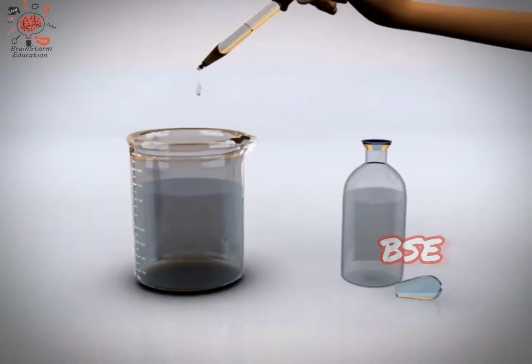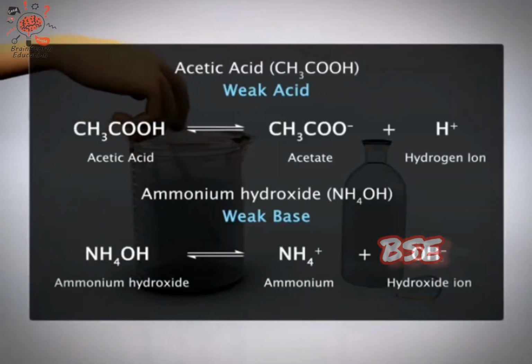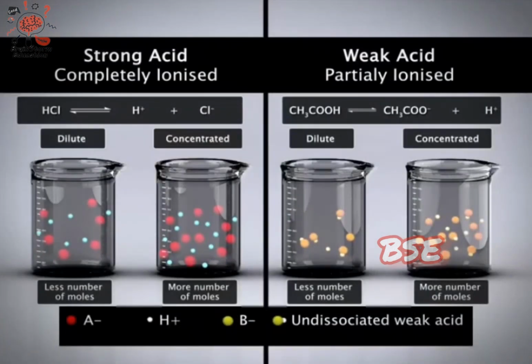Weak acids and bases partly ionize in water. Examples: acetic acid and ammonium hydroxide. Observe the animation given here for a while and click on the Ready button to answer the question.